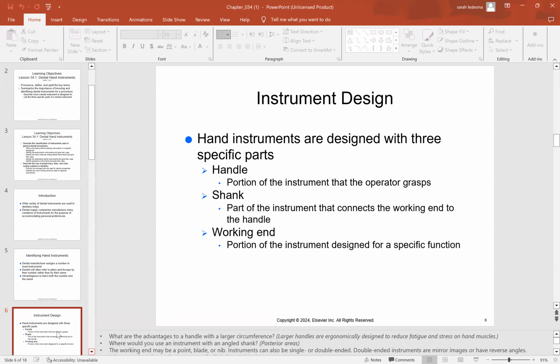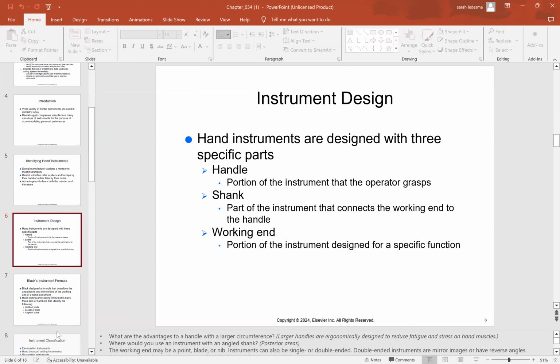Moving forward with talking about instrument design, hand instruments have three specific parts. So we have our handle. This is the portion of the instrument where the operator is going to grasp. The shank is the part of the instrument that connects the handle to the working end. And then the working end is going to have a specific function.